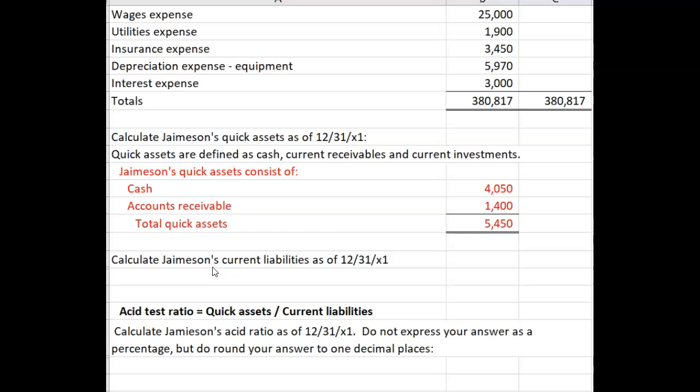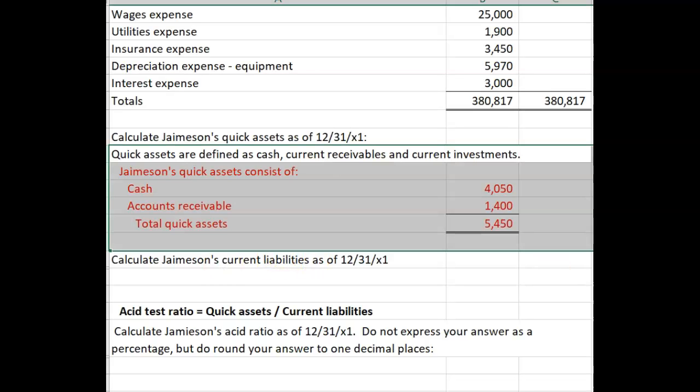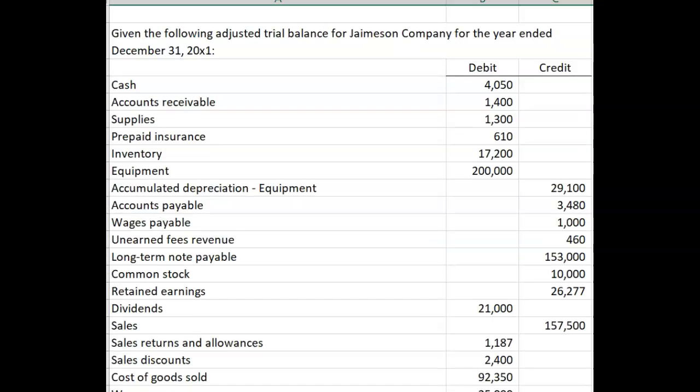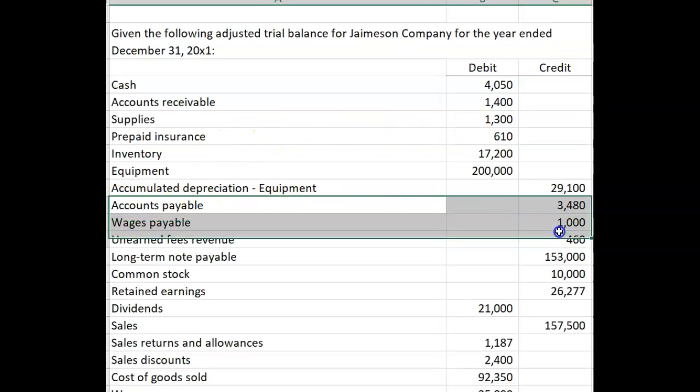Now we need to calculate Jamison's current liabilities as of December 31st, X1. Well, let's go back up here and take a look at their liabilities. Those are Jamison's liabilities: accounts payable, wages payable, unearned fees revenue, and long-term notes payable. We're looking for current liabilities. Well, obviously, long-term notes payable is not current. It specifies that it's long-term. Therefore, that is not a current liability.